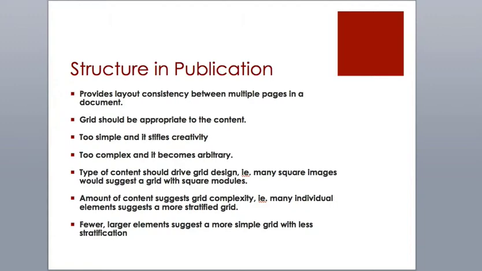So basically, the type of content should drive your grid design. For example, if you have a lot of square images, it might suggest that you have a grid with square modules. If you have a lot of horizontal images, you might want a grid that has a lot of rows.